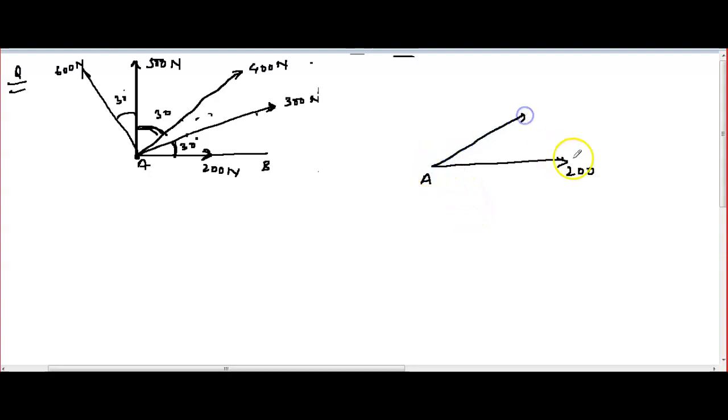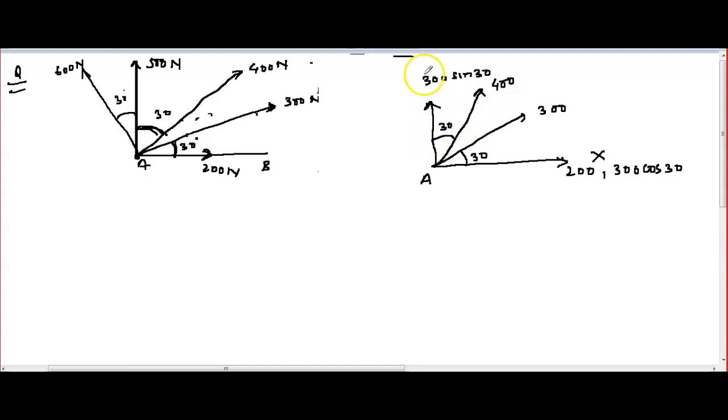Next, you draw it first. This is the x-axis and this is the y-axis. The first force we have taken as 300, at an angle of 30 degrees, so I can write it here as 300 cos 30 and 300 sin 30, right? Another force is 400 at an angle of 30 degrees, so I can write 400 cos 30 and 400 sin 30.